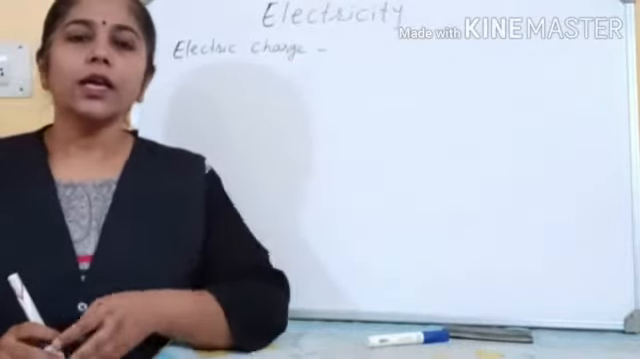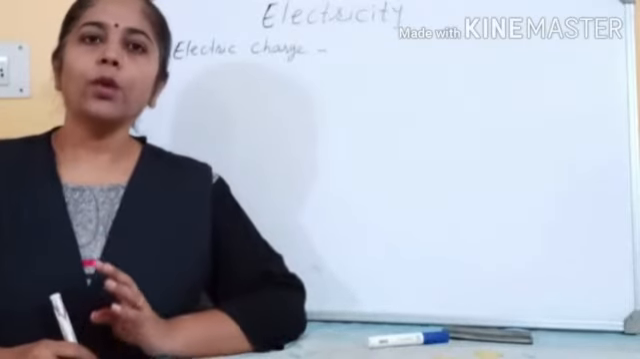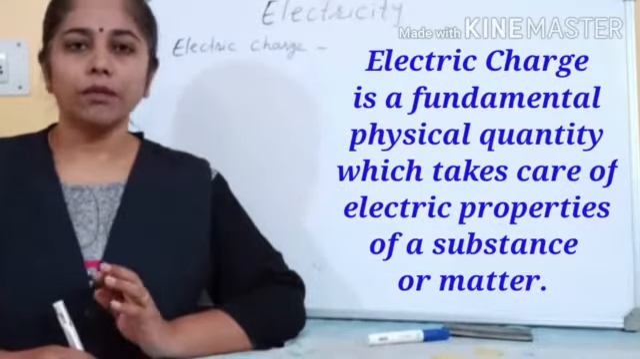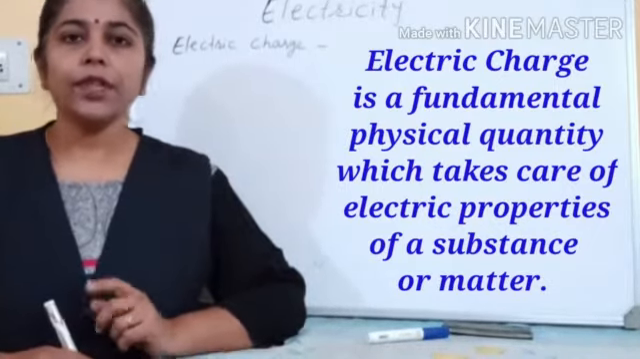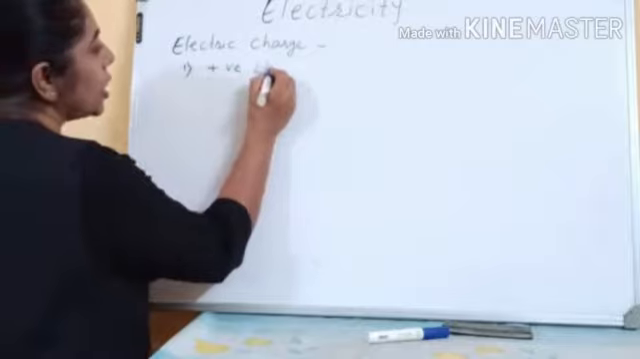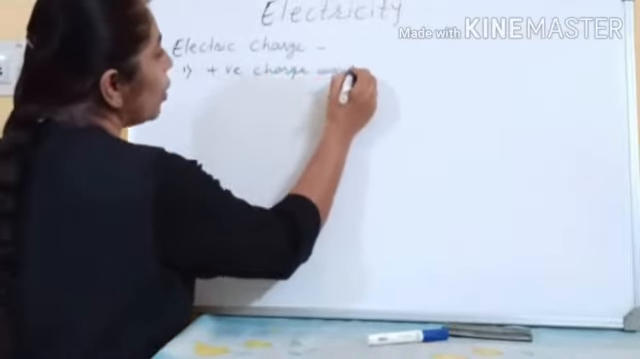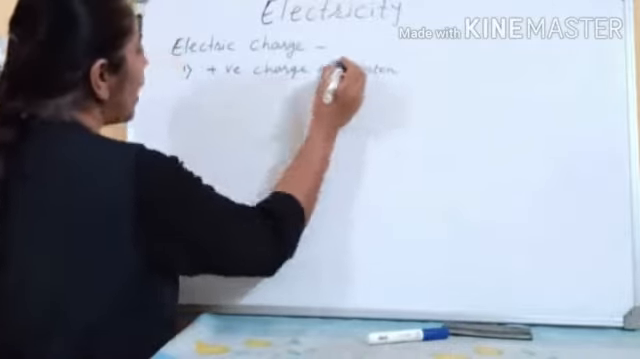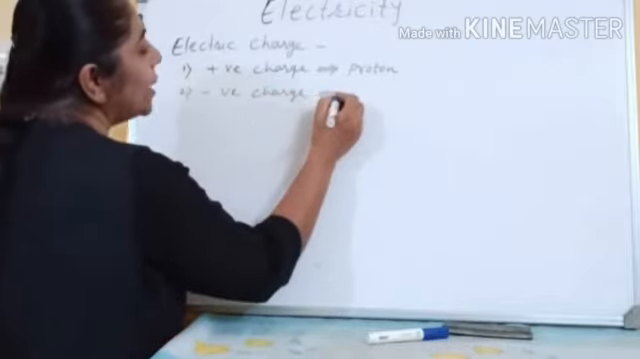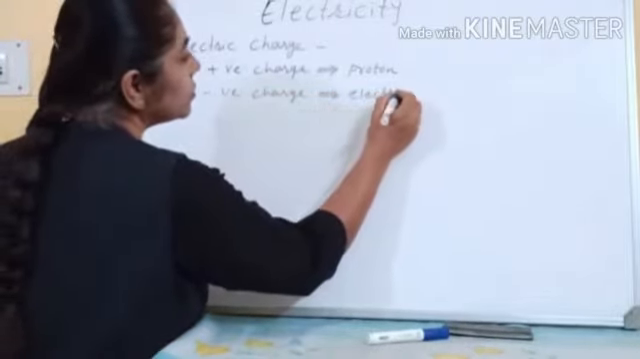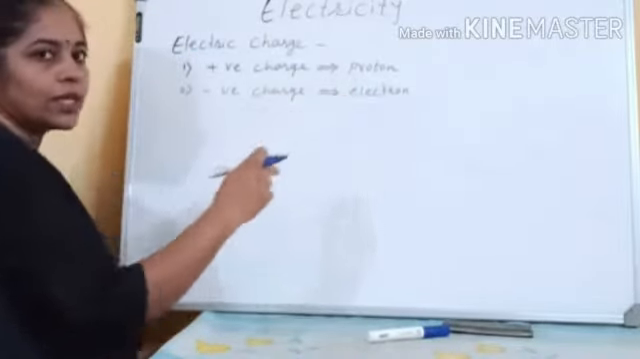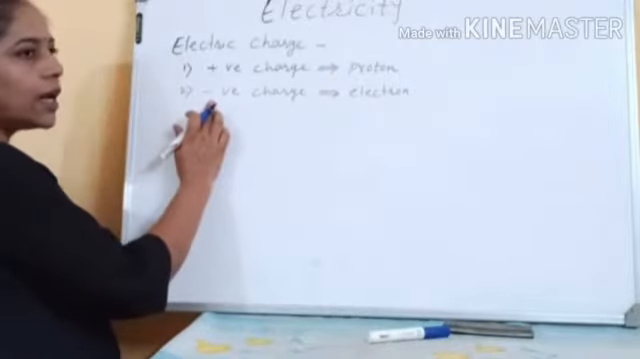Electric charge is the fundamental physical quantity which takes care of the properties of electricity related to the matter. There are two types of electric charges. First is positive charge, that we call a proton, and second, negative charge, we call it an electron. The magnitude of the proton and electron is the same. Only the electron we consider negative.